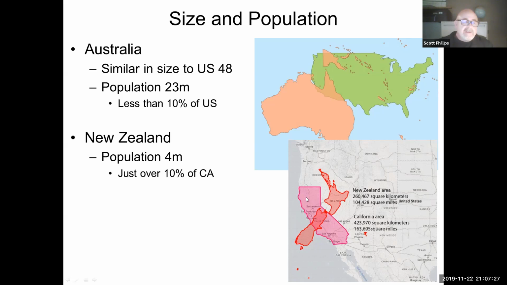New Zealand, on the other hand, has, well, not exactly the size of California. It's actually smaller than California, but if we look at them here, that's somewhat comparable in size. However, New Zealand has 4 million people, where California has about 36 million. So it's just over 10% of the population. These are rough comparisons, but Australia is like the United States with 10% of its people. New Zealand is like California, but with 10% of its people.